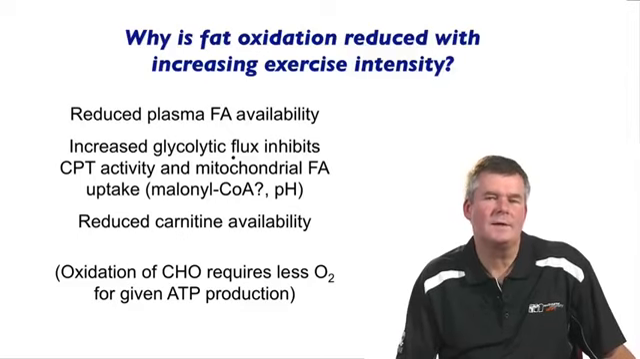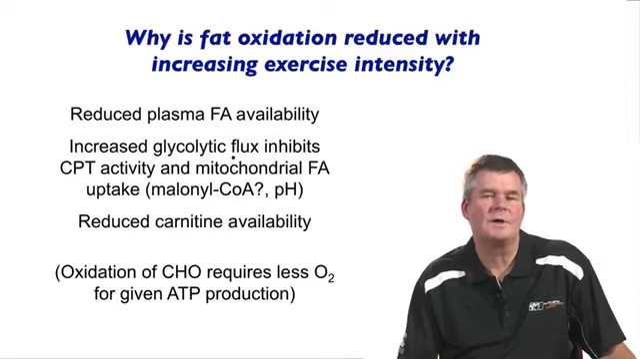And for the reasons that I outlined, carnitine acting as a buffer of acetyl-CoA derived from carbohydrate, as you increase the exercise intensity and increase the production of acetyl-CoA from carbohydrate, that can often reduce the availability of carnitine for fatty acid uptake. An interesting aspect of this, though, is that the oxidation of carbohydrate requires relatively less oxygen for a given amount of ATP production. So it makes good sense for the body to rely more on carbohydrate as you become closer to your maximal oxygen uptake.